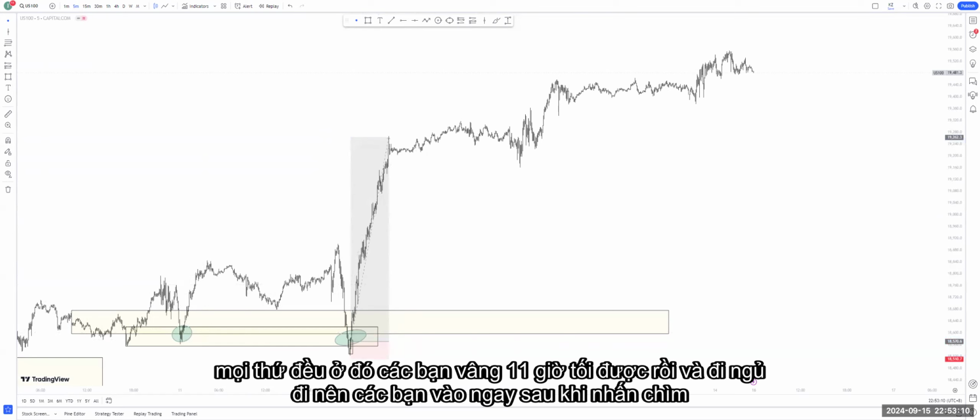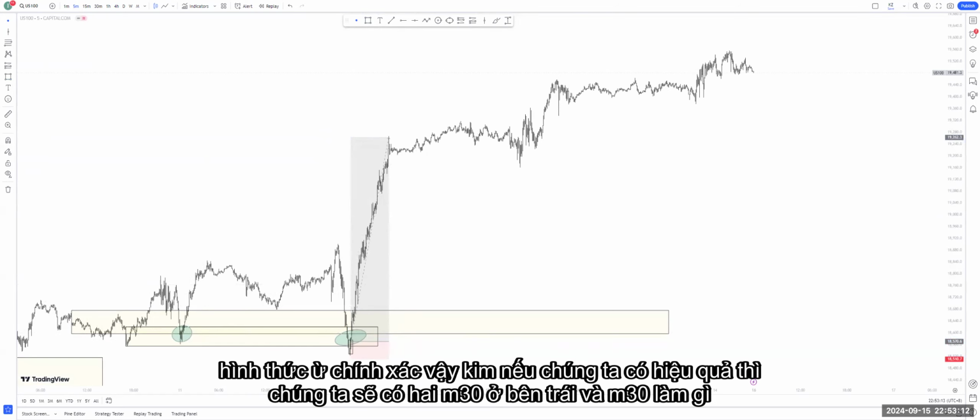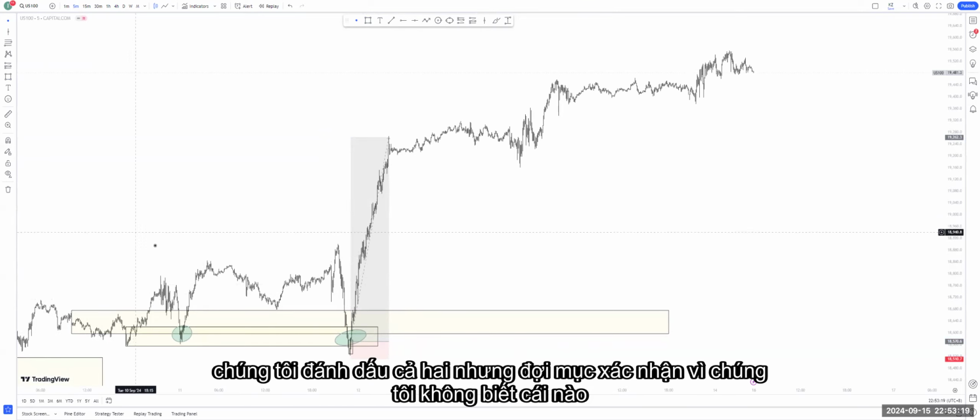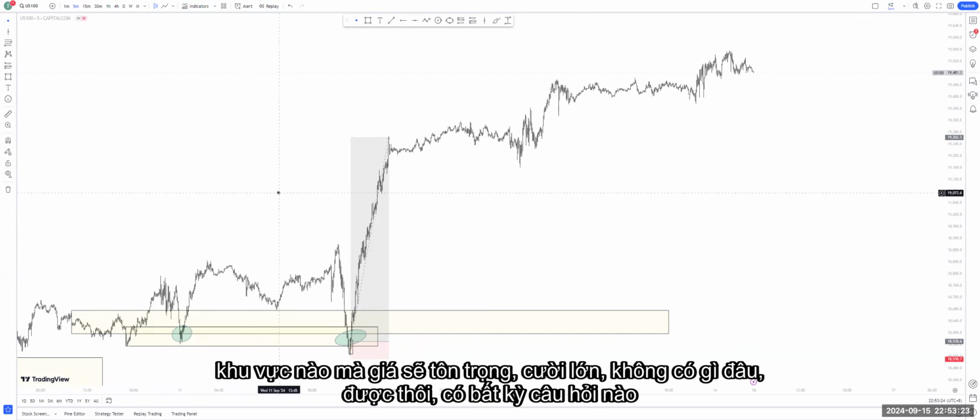So you enter immediately after the engulfing forms? Yeah, exactly. So Kim, if we have 4-hour EF, we're going to have two M30 on the left. Which M30 do we mark? Mark both of them, but wait for the confirmation entry because we don't know which zone the price is going to respect.